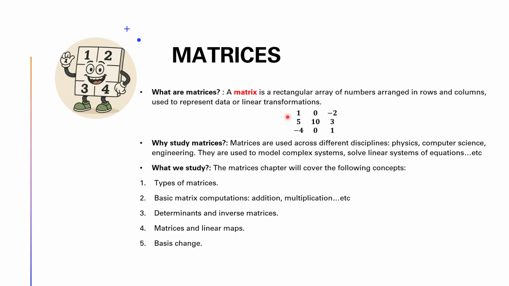Now, what we will study in this chapter: we will first start with types of matrices, like square matrices and diagonal matrices. Then we will see basic matrix computations, like how we can add 2 matrices or how we can multiply 2 matrices, for example. Then we will introduce the concept of determinants and how we can concretely compute them. We will see also the inverse of matrices. An important thing that we will cover also is the relationship between matrices and linear maps in linear algebra. And we'll finish with the concept of basis changes, right?